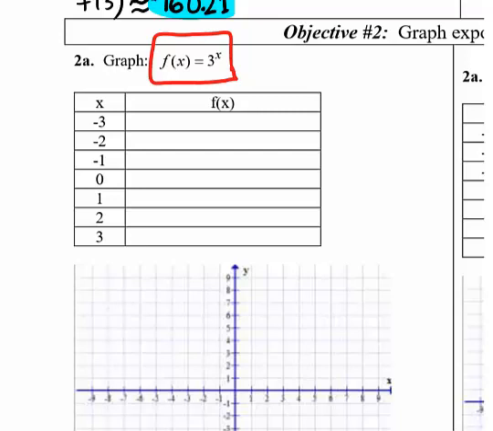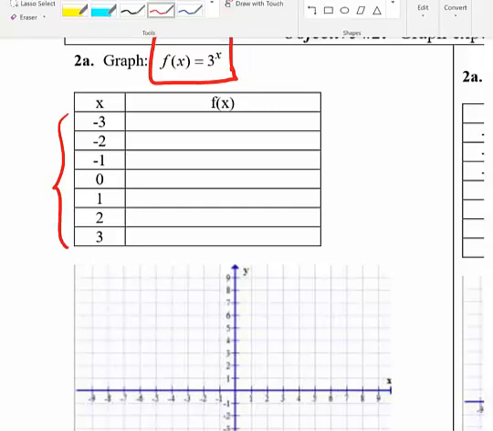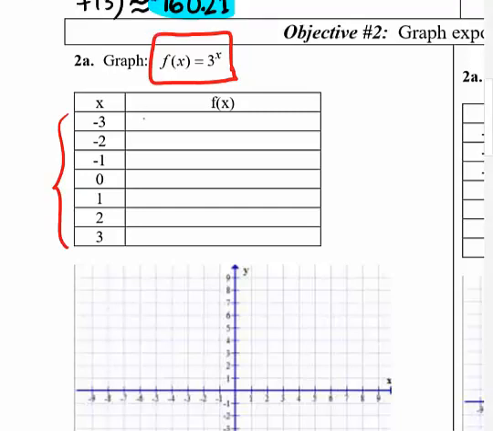So this is what you do. I think you've seen this before. If you don't know what a graph looks like, you just keep plugging in x values. So that's what we have going on there. There's a table full of x values. We're going to plug those into f of x equals 3 to the x. So if I want f of negative 3, I'm plugging that into this guy. So it's 3 to the power of whatever I'm plugging in, negative 3.